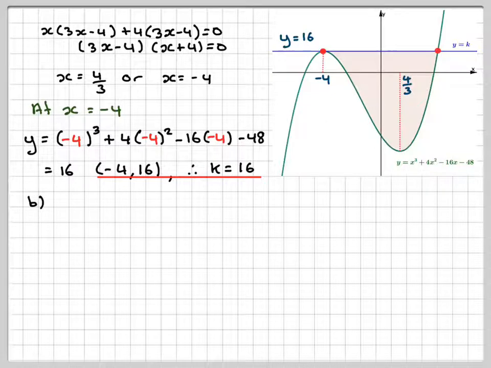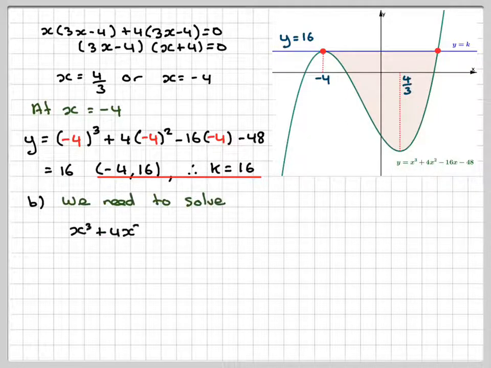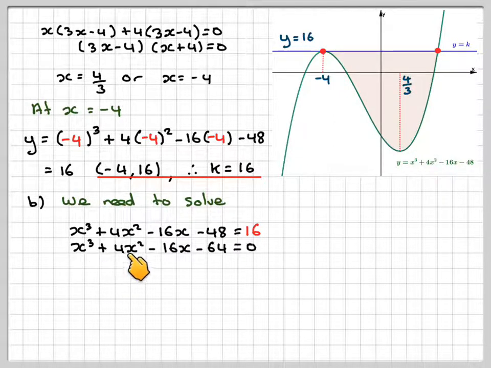B, we now need to find the coordinates of this point here. We know the y coordinate is 16, so we'll take our function and put it equal to 16. So we need to solve x cubed plus 4x squared minus 16x minus 48 is equal to 16. Now, in an exam, you can use your calculator solver, but going back to solving it algebraically, if we put it equal to 0, we get x cubed plus 4x squared minus 16x, bring the 16 over, that becomes minus 64 is equal to 0.